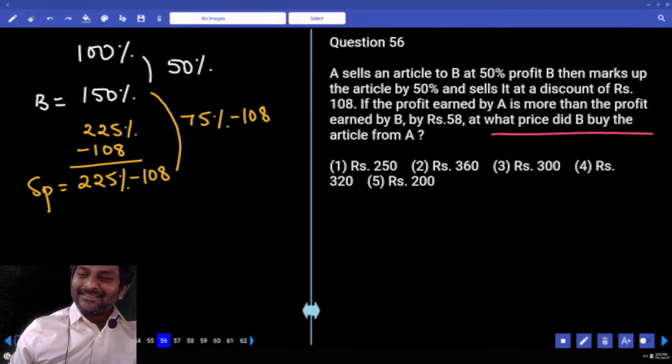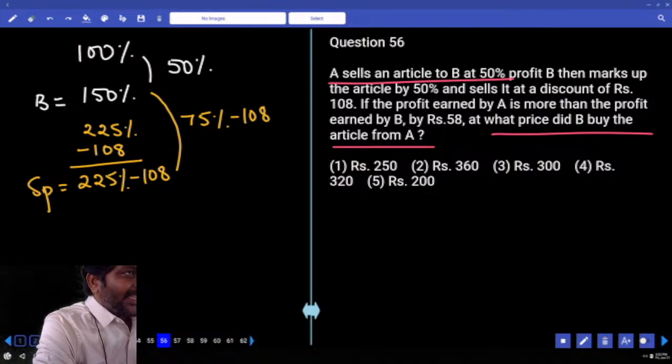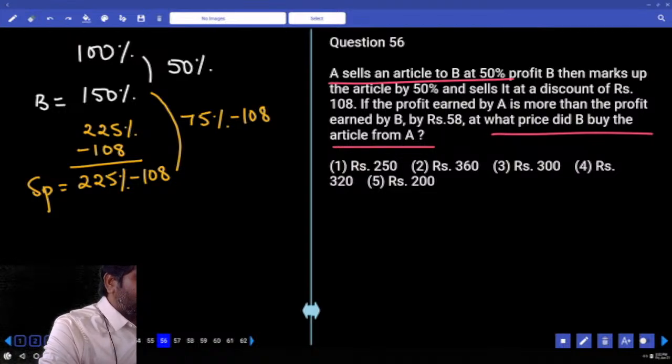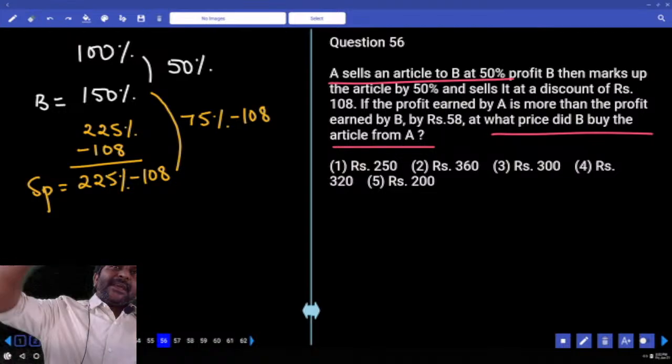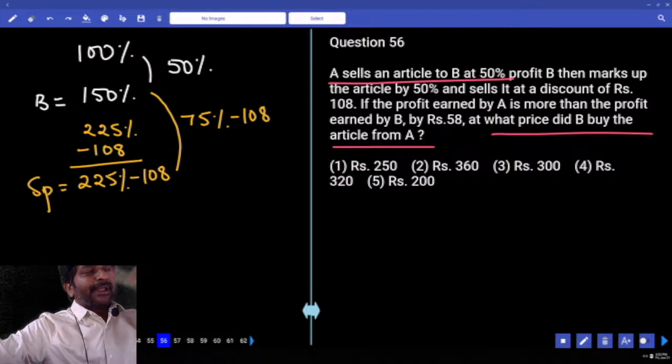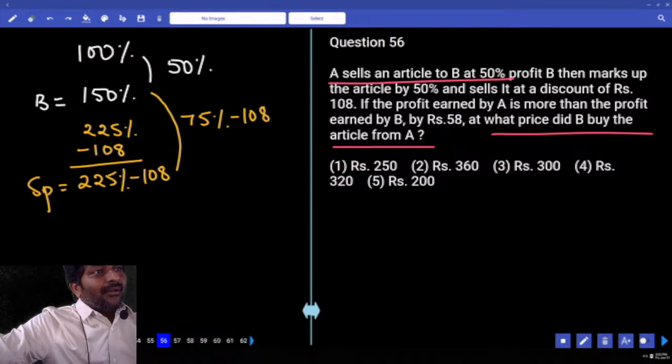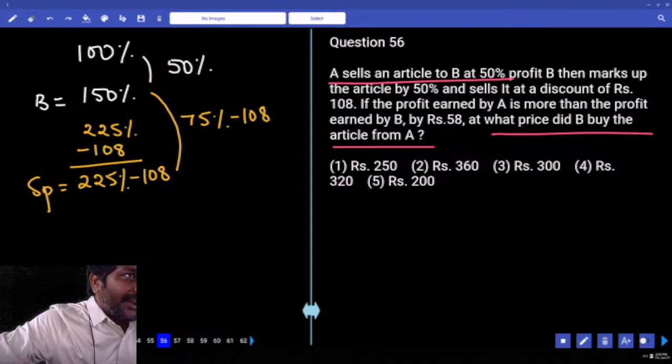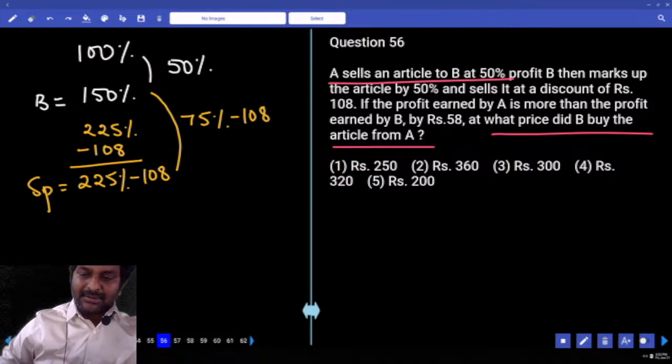At what price D buy the article from A? In the first line itself it is said that A sells it to B at 50% profit. So selling price of A and cost price of B both are equal. At what price A is selling? 150%. At what price B is buying? 150%, which is what we need to identify, which is a 3 multiple. Answer must be 3 multiple. Yes or no?